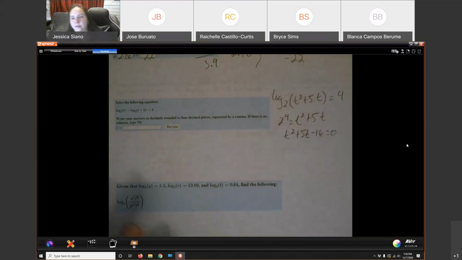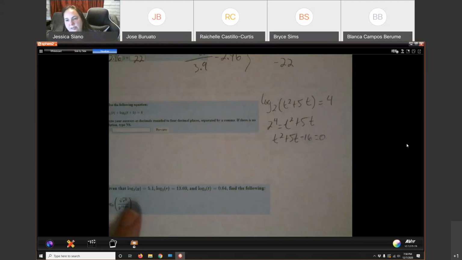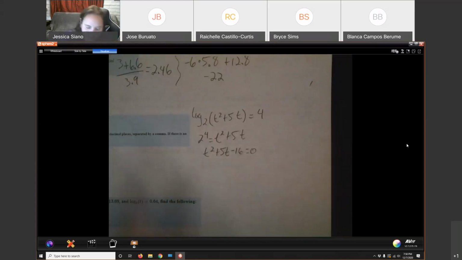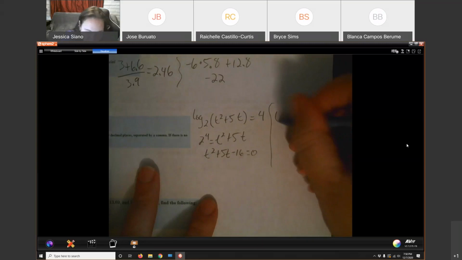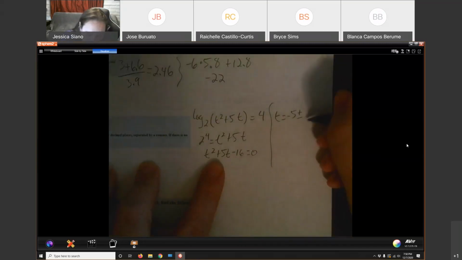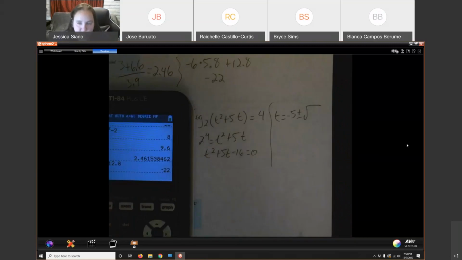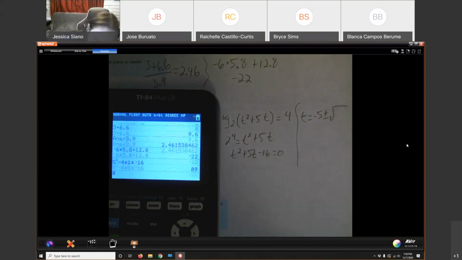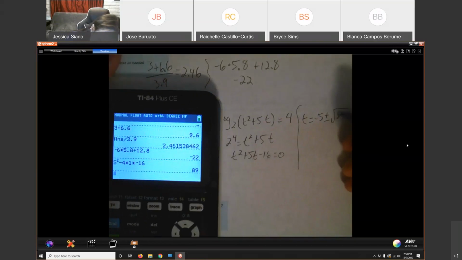And so that's 16. So we'll get t squared plus 5t minus 16. That doesn't factor. So we're going to have to do the quadratic formula, which is incredibly annoying, but, you know, sort of expected. So negative 5 plus or minus the square root of 5 squared minus 4 times 1 times negative 16, 89, over 2 times 1.